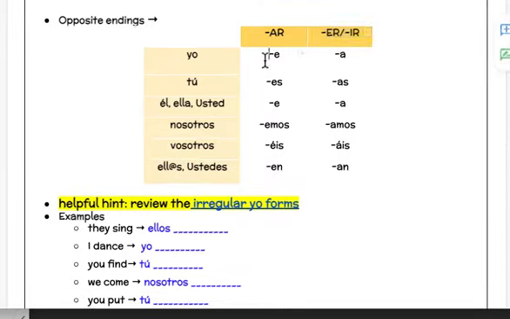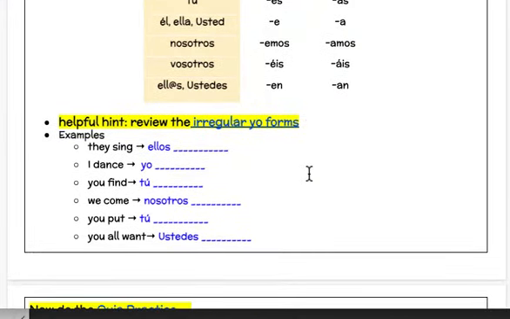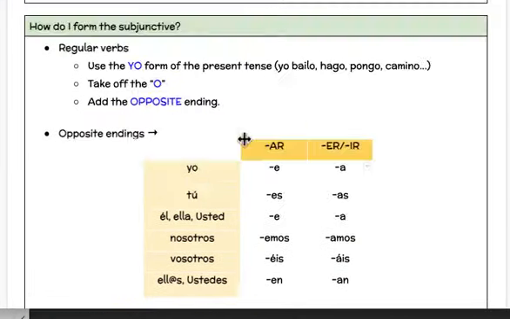In the subjunctive, we are going to do the opposite. So whenever your original verb is an AR verb, you're going to be using the ER endings, and then whenever it's an ER and IR verb, you're going to be using the AR endings. So let's practice this, but before we do that, I have one suggestion.